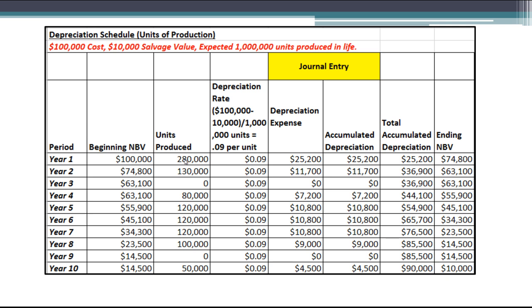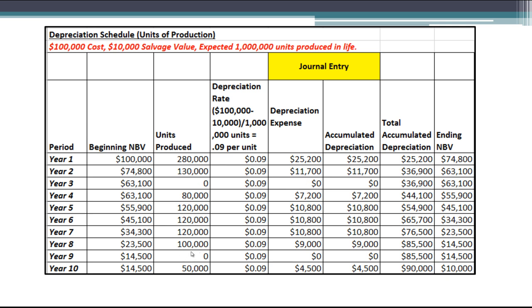So what we're doing each year, we take the units produced that year, multiply it by 9 cents, and we get the depreciation expense for that particular year. We keep adding it to our total accumulated depreciation here. It keeps increasing over time. And if everything works out perfectly, we'll end up with exactly $90,000 of depreciation, which is where we want to be. And then our ending net book value is going to be down to $10,000. So again, if there's 0 units produced in a year, it gets 0 depreciation. Now this worked out nicely because it exactly equaled up to 1 million units.